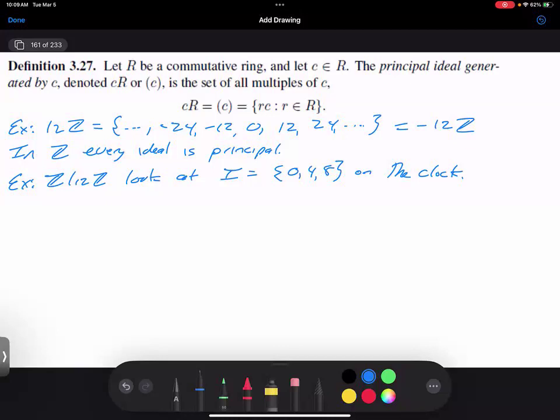All right, so is this an ideal? {0, 4, 8} on the clock. If I take two elements of this and add them, do I get something back in I? Yeah, 4 plus 4 is 8. 8 plus 4 is 12, which is 0. 8 plus 8 is 16, which is the same as 4. If I multiply by anything in the clock, any 0, 1, 2, 3, all the way up to 11, is it still going to be, yeah, these are multiples of 4.